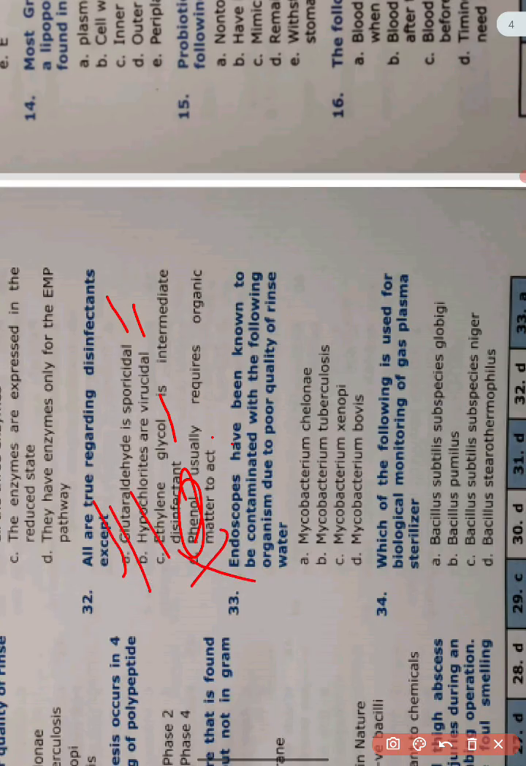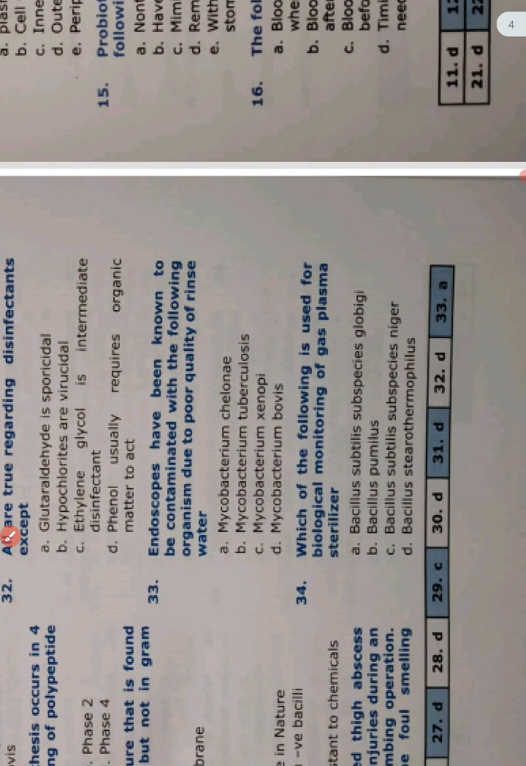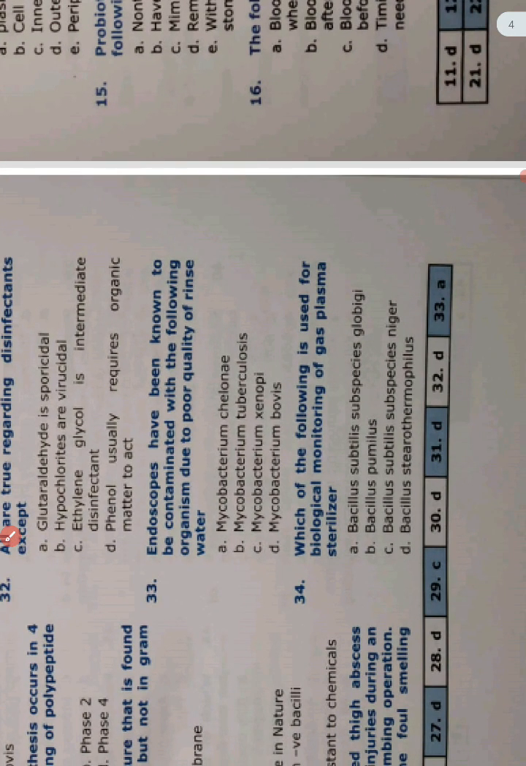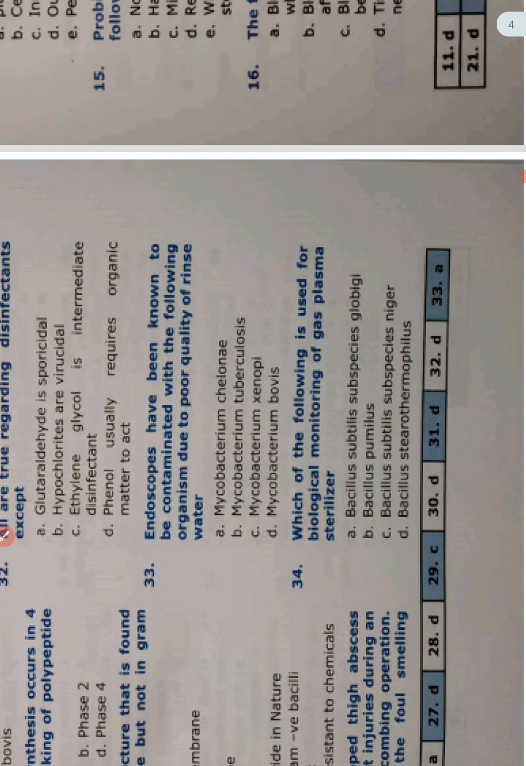These three are correct. Glutaraldehyde is sporicidal, to kill the spores. Hypochlorites can kill viruses. Ethylene glycol is an intermediate disinfectant. What is the example of an intermediate disinfectant? Glutaraldehyde. Now let's discuss this.